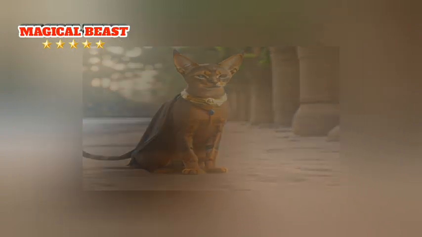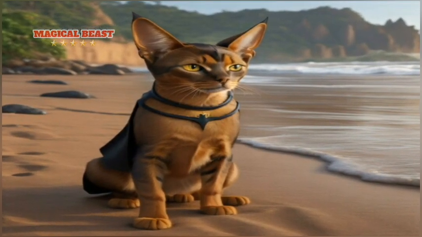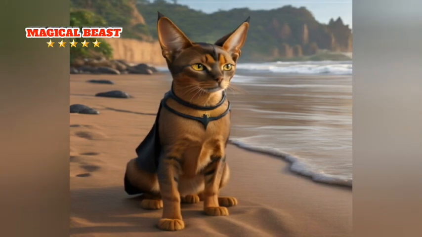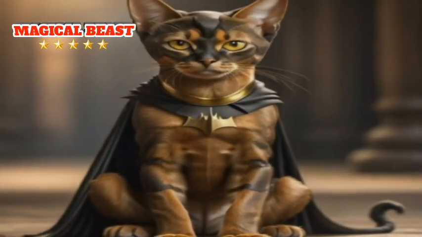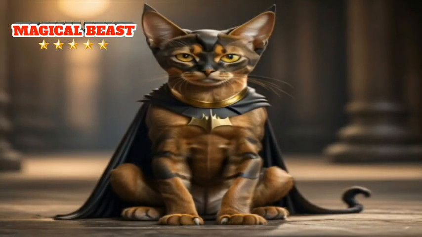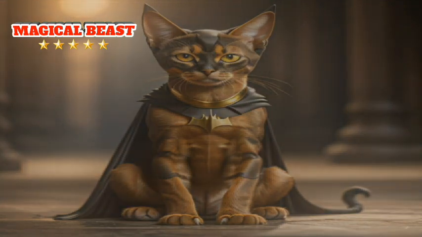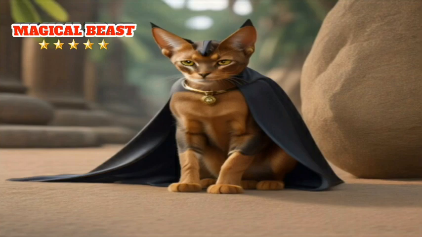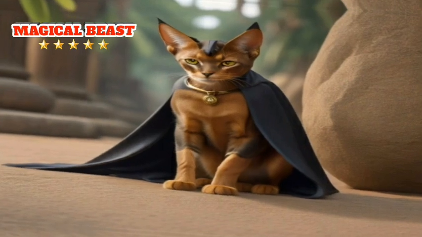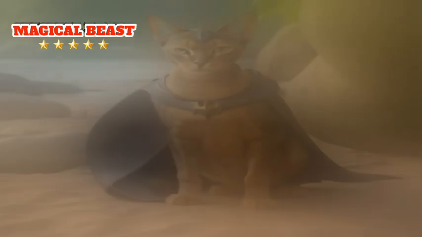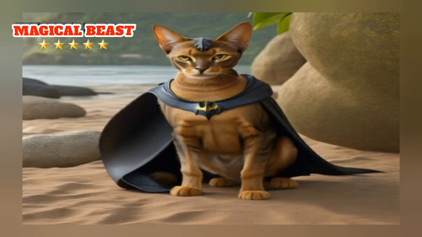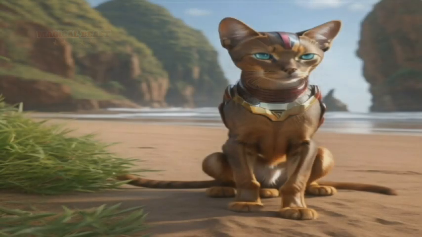Symptoms of hypertrophic cardiomyopathy in Abyssinian cats may not be obvious in the early stages. However, over time, cats may experience symptoms such as: first, cough. The cat may have an abnormal or frequent cough. Second, shortness of breath. The cat may have difficulty breathing or pant. Third, tired. The cat may appear tired or not have its usual energy. Fourth, swelling. The cat may have swelling of the abdomen or extremities. Fifth, fainting. In severe cases, the cat may faint or collapse.